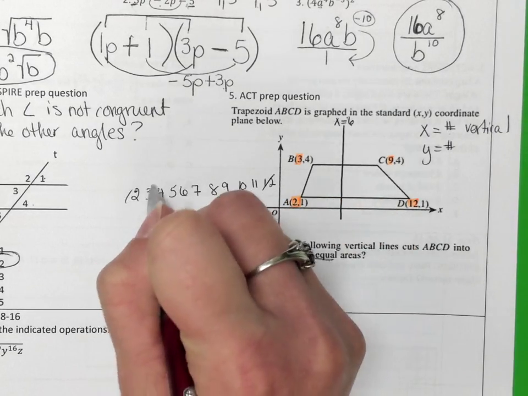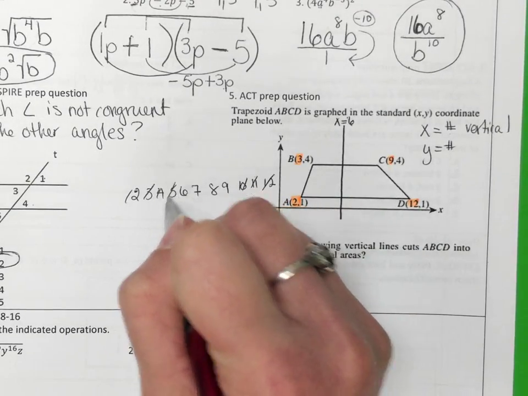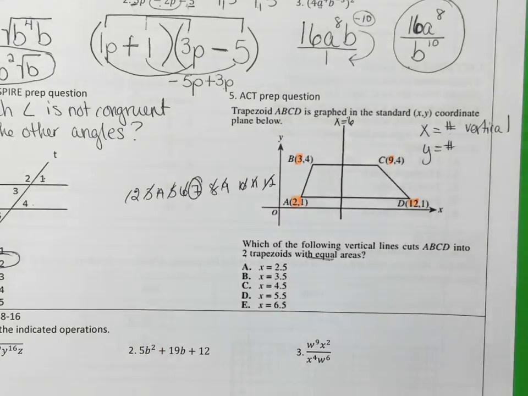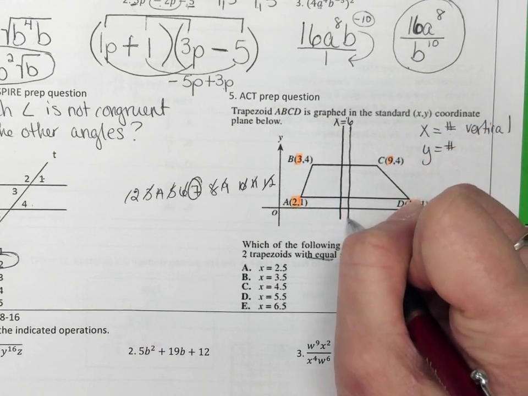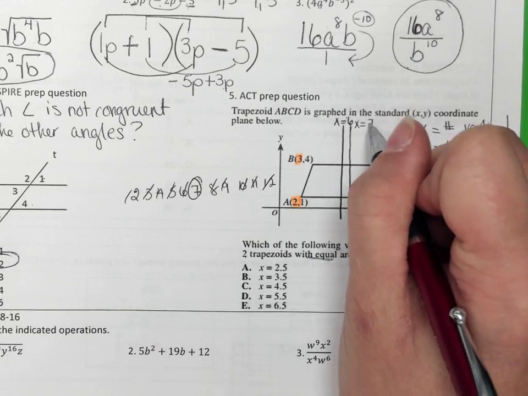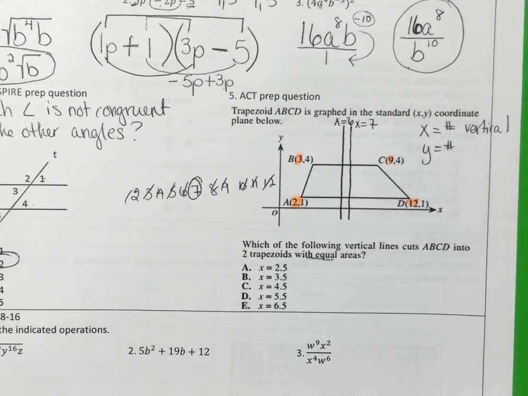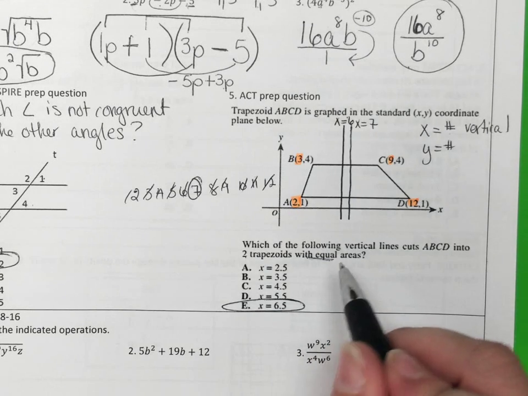All right, let's see. 12, 2. I think 7 is correct. Yep, 7 is correct. So, let's see. X equals 7 cuts the bottom one in half. So what would cut the whole picture in half? What's between 6 and 7? 6.5. There you go. Well, which one cuts it in half? Which one cuts it in equal parts?